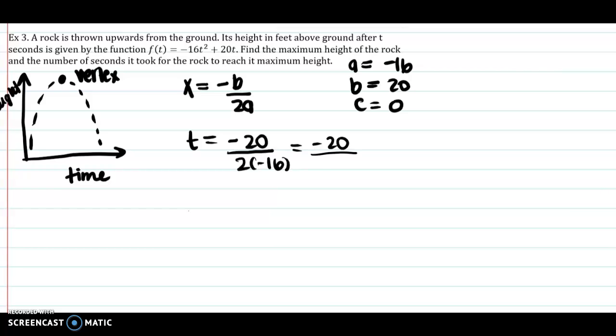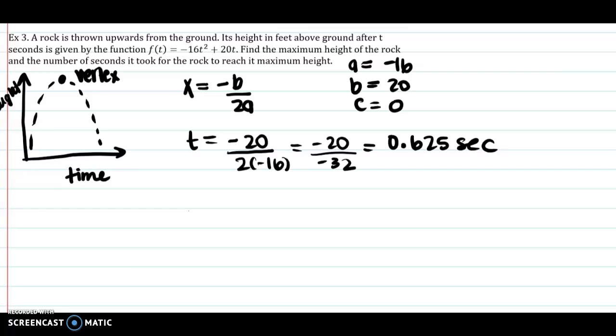And then we get negative 20 over negative 32. We could punch that into the calculator and we're going to get 0.625 seconds. And that's how long it takes to reach the maximum when you throw the rock up. And now we need to find the height.